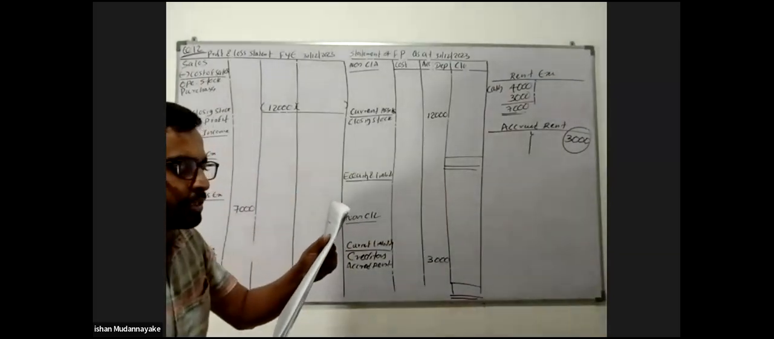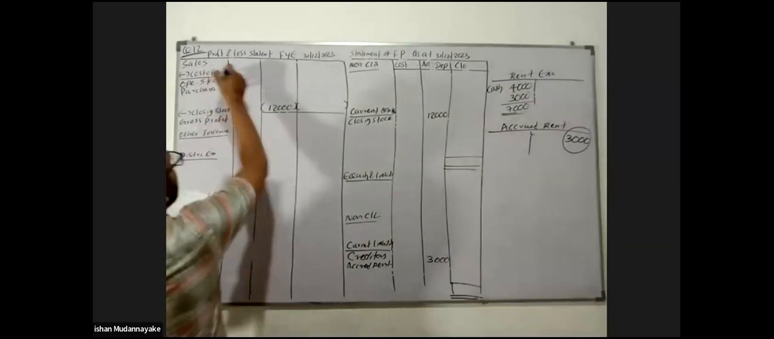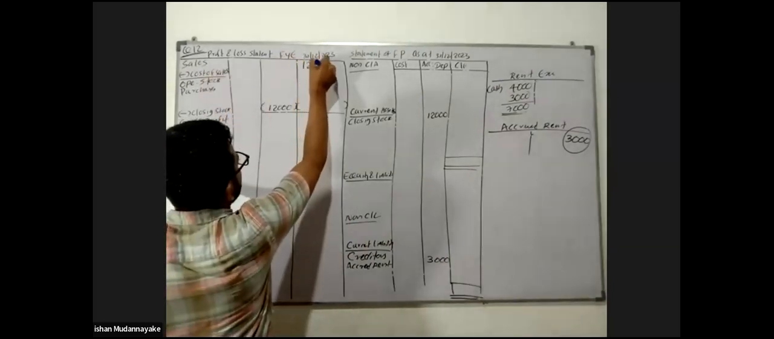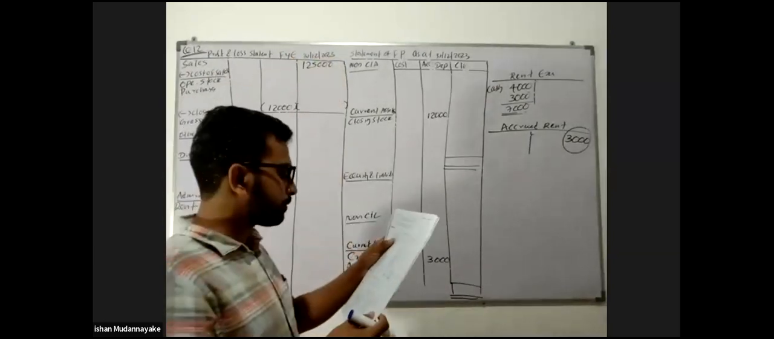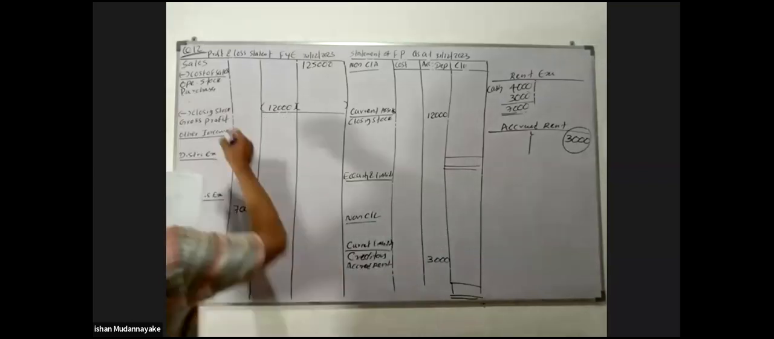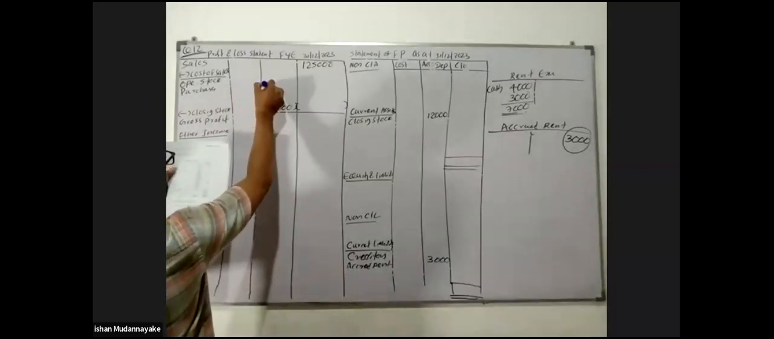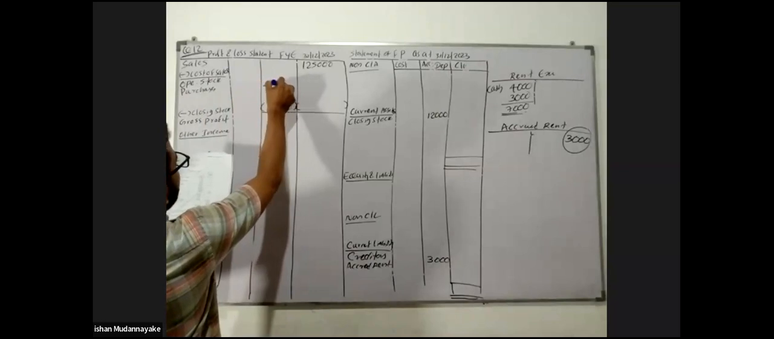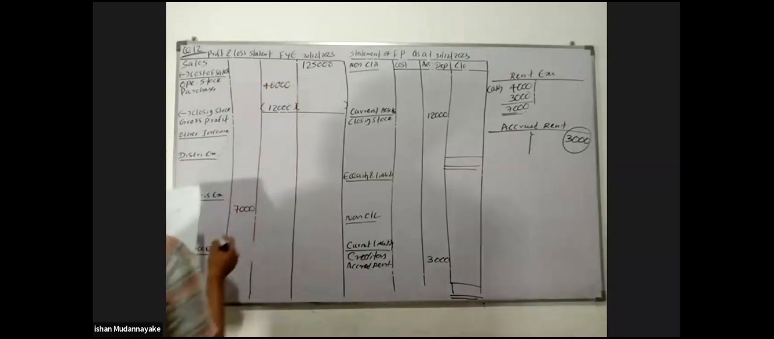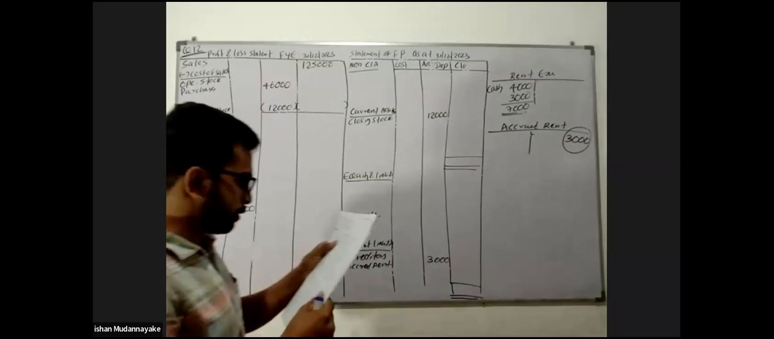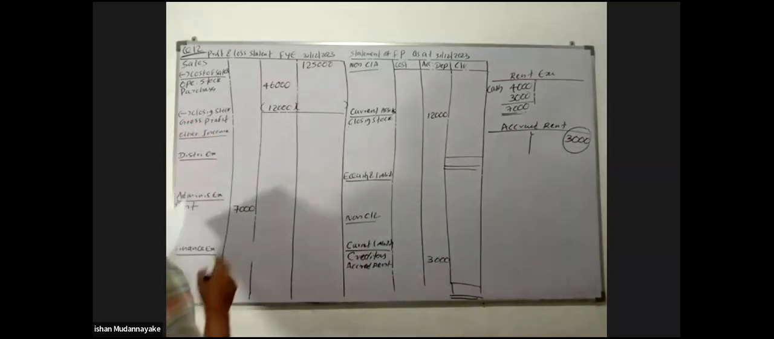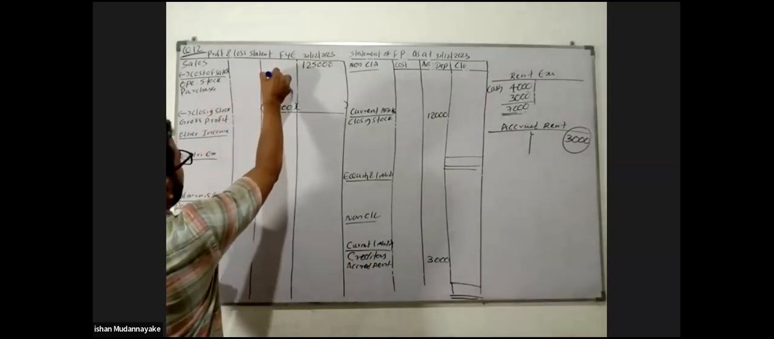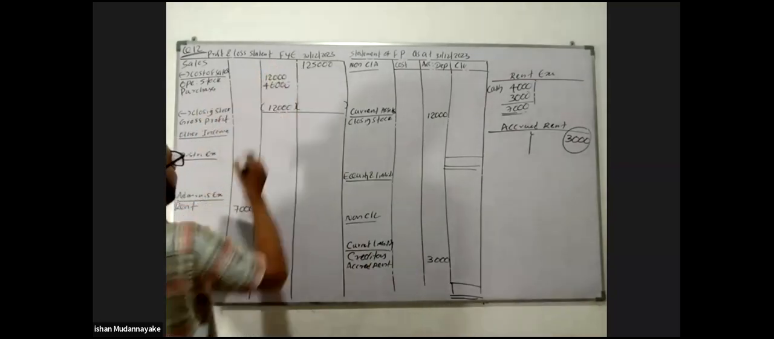Sales for the period, how much? Total sales 125,000. Total purchases under the cost of sales, how much? 46,000. Under the cost of sales, write down total purchases 46,000. Opening stock 12,000. Under the cost of sales, write down opening stock 12,000.